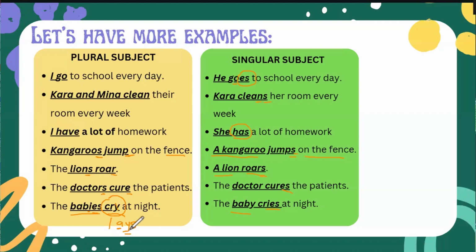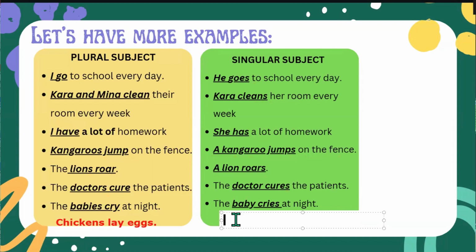Okay, so another example, let me type it. Let's say chicken, this is plural: chickens lay eggs. Okay, here for singular, we say chicken, or let's say a chicken. So minsan dinadagdagan natin ng article A to emphasize singularity. A chicken lays eggs. So mapapansin nyo here na ito, dinagdagan natin ng S.